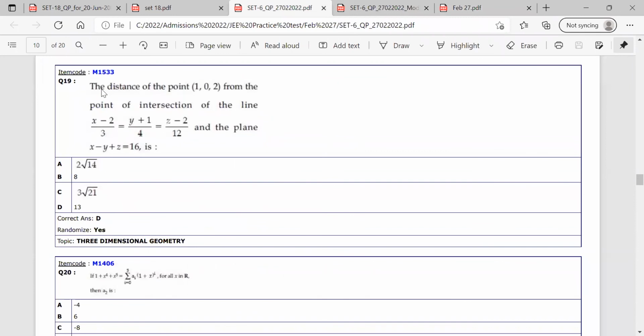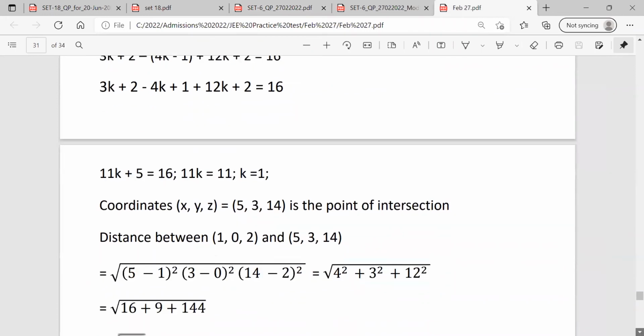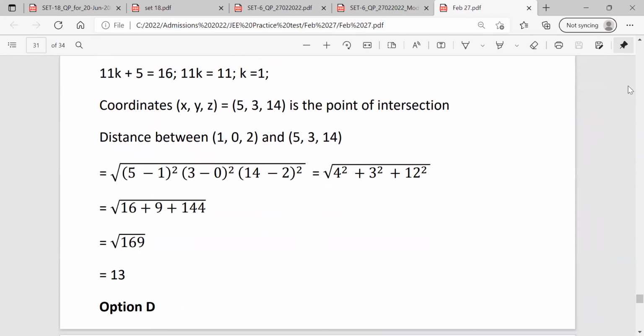We have to find the distance of the point of intersection of the line and the plane from the given point. We have already found the point of intersection of the line and the plane, and we have the point that is given in the question. So we have to find the distance between these two. It's just the root of: 5 minus 1 whole square plus 3 minus 0 whole square plus 14 minus 2 whole square. So it's root 169, and we have the value as 13.